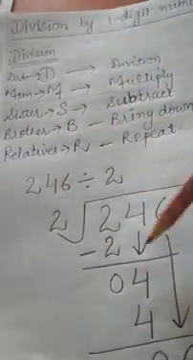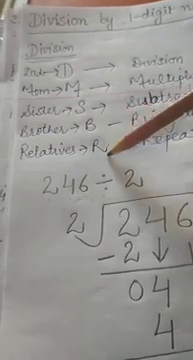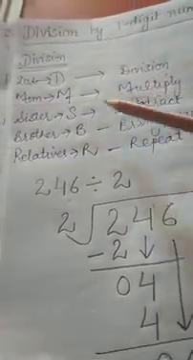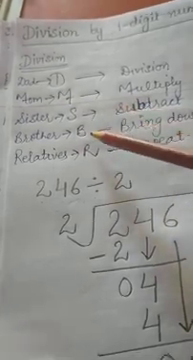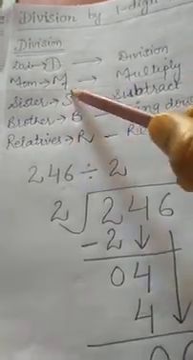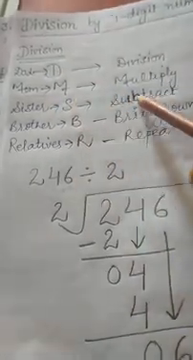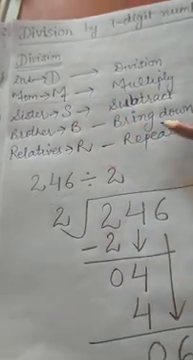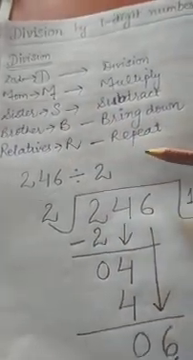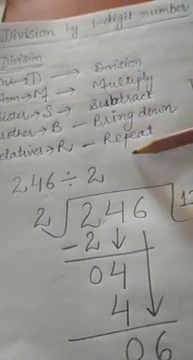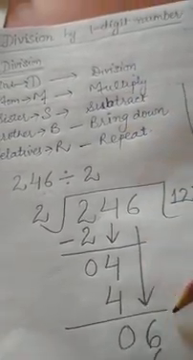While doing the division, these alphabets will help us. D for division, M for multiply, S for subtract, B for bring down, and R for repeat. Dad's D is division, mom's M is multiply, sister's S is subtract, brother's B is bring down, and relatives' R is repeat. When you follow these 5 steps, you will do the division sum easily.